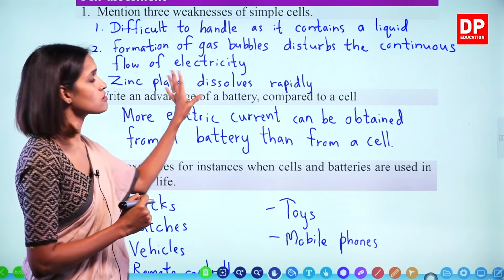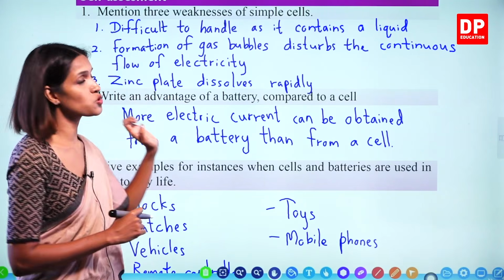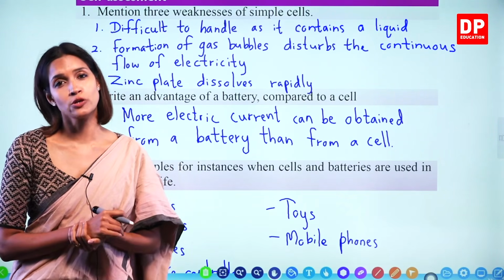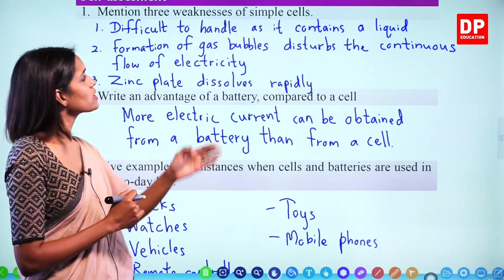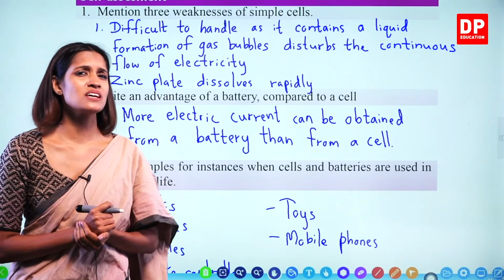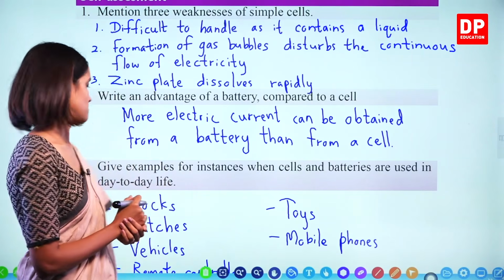Zinc plate dissolves rapidly. So, when this zinc plate is used up, you have to replace it with a new zinc plate. That is the other weakness. Okay. So, because of all these weaknesses, nowadays we don't use simple cells. We will write it.